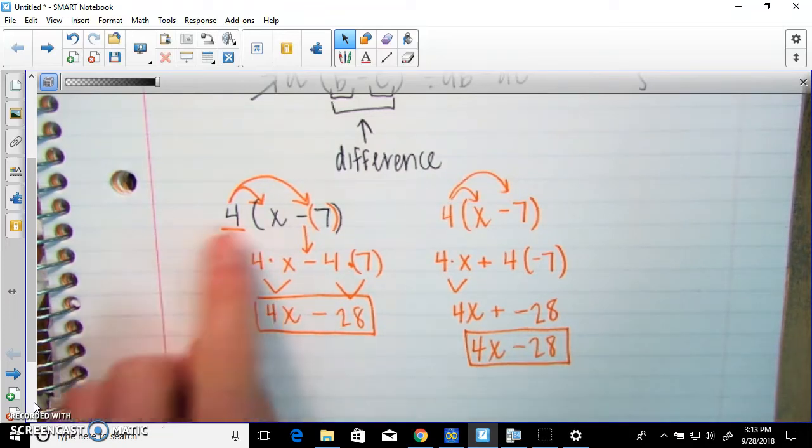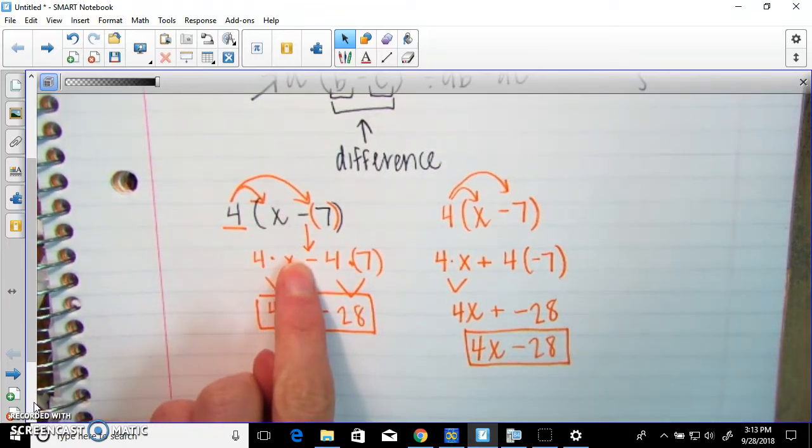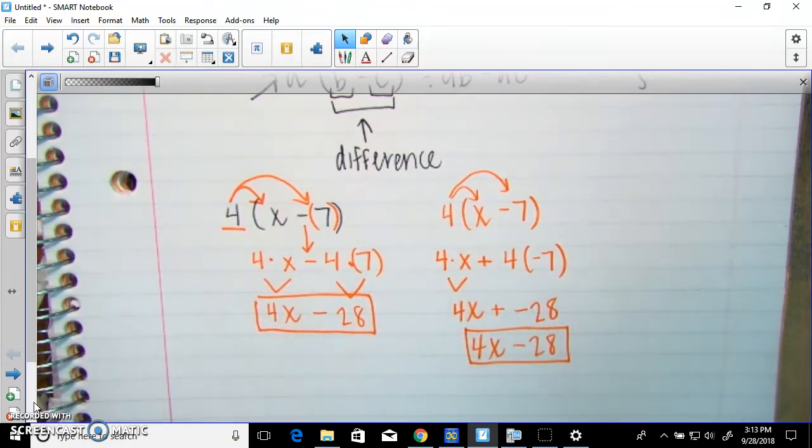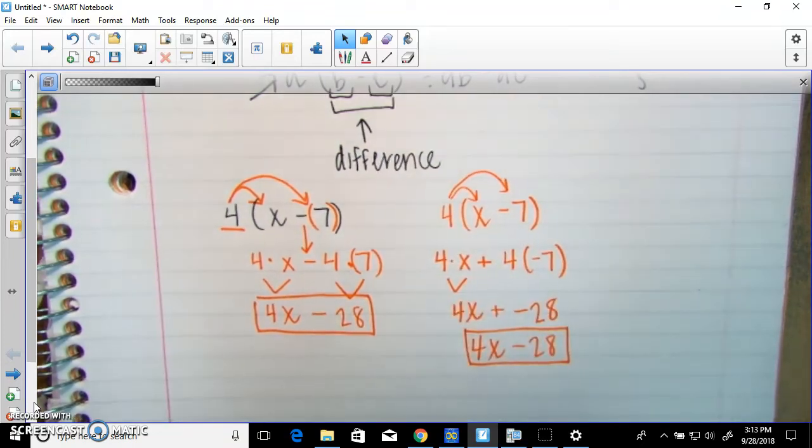Sometimes it's beneficial to keep that term, keep the operator, and sometimes it's more beneficial to just have a plus sign and make that a negative number. It really just depends on the example. So let's see a couple more.